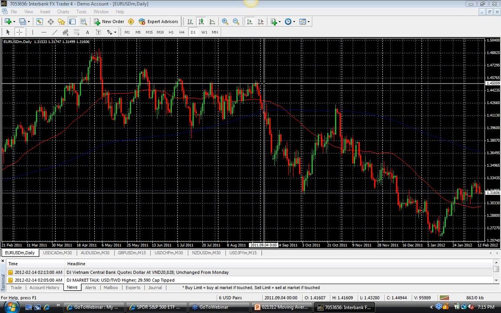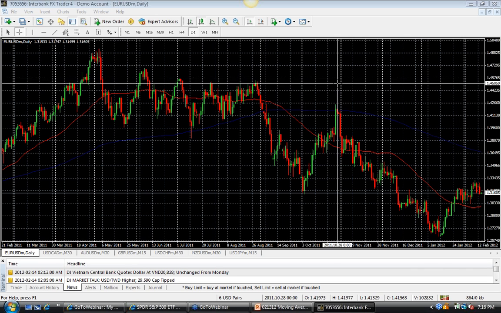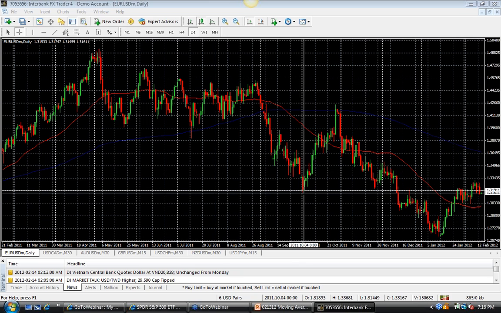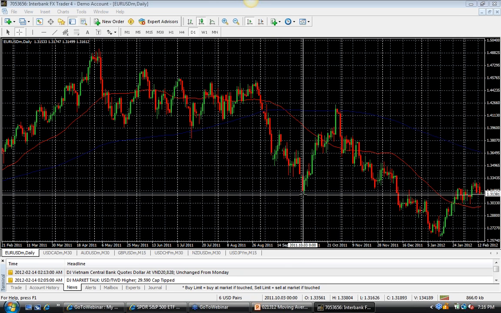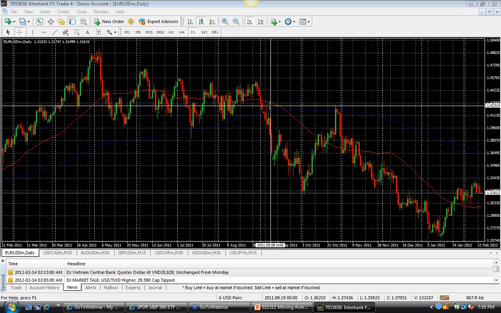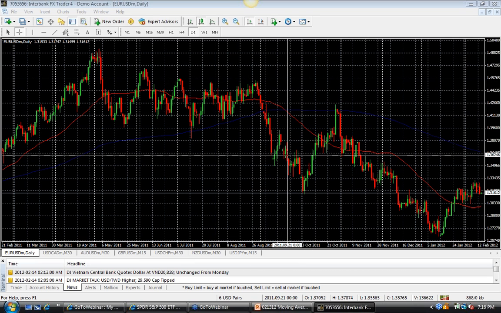So look at this move percentage-wise, okay? The move right here went from 1.4550 to 1.31. That's a big, big, big move. And these didn't cross over, this trend right here down, these didn't cross over until it was way down here.